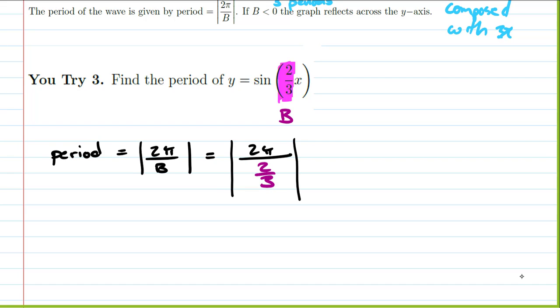And then, since they're all positive, we don't need the absolute value. And we can make 2 pi into a fraction by putting it over 1. So then we have 2 pi over 1. And a fraction divided by a fraction, we multiply by the reciprocal. Our 2's reduce out, and we get that our period is going to be 3 pi. So after reducing, the period of that sine function would be 3 pi instead of 2 pi.